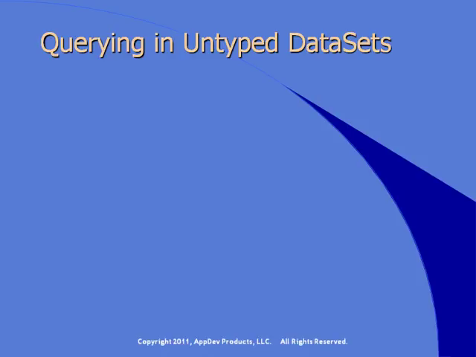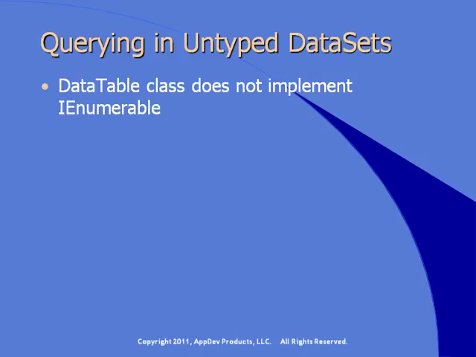Now, LINQ to DataSet uses the familiar LINQ syntax, but there are some differences that we need to talk about. First, let's talk about querying in an untyped dataset. The DataTable class does not implement IEnumerable. So that means you can't just query directly on a DataTable.